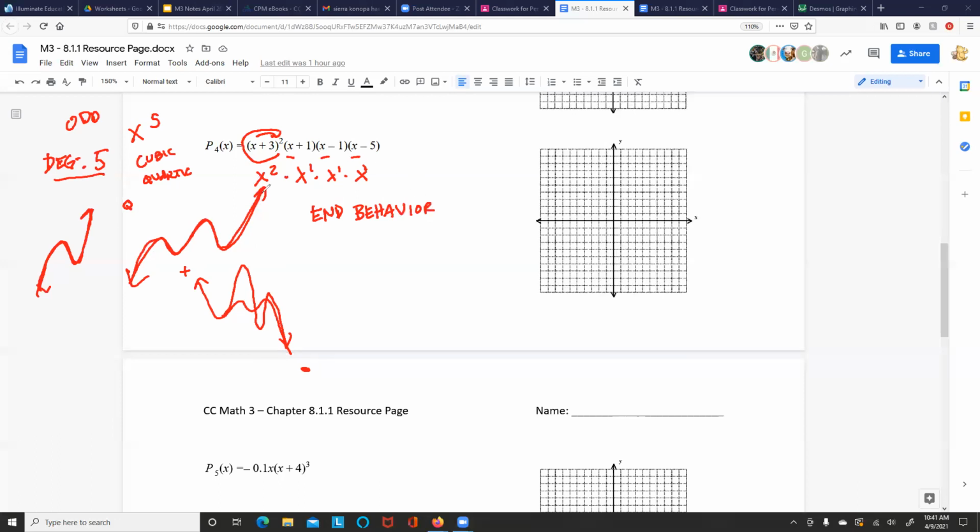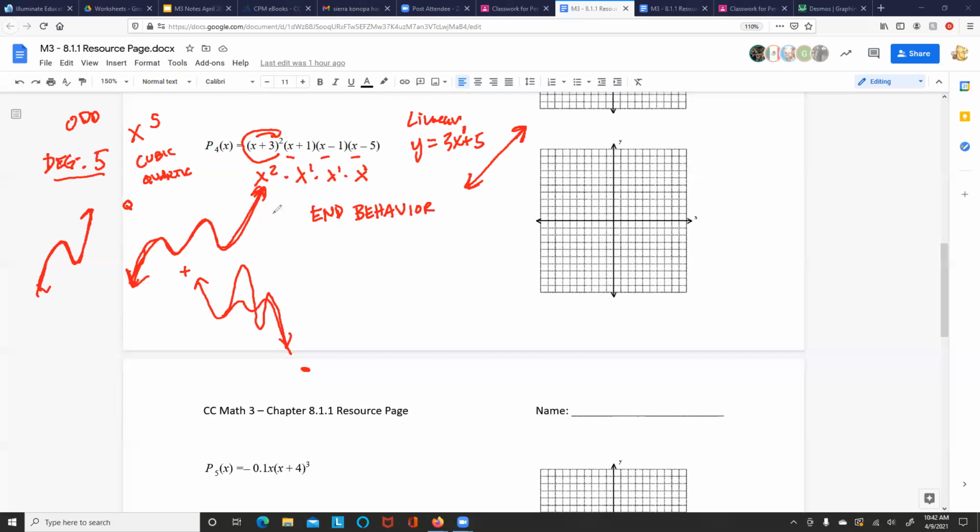Okay, so one's going to go up and one's going to go down, always. Even if you think about a linear equation, right? A linear equation, y equals 3x plus 5, is degree 1. It has different end behavior. One half goes up and one half goes down. So since this is an odd degree, one's going to go down, one's going to go up, and it's going to look something like this.